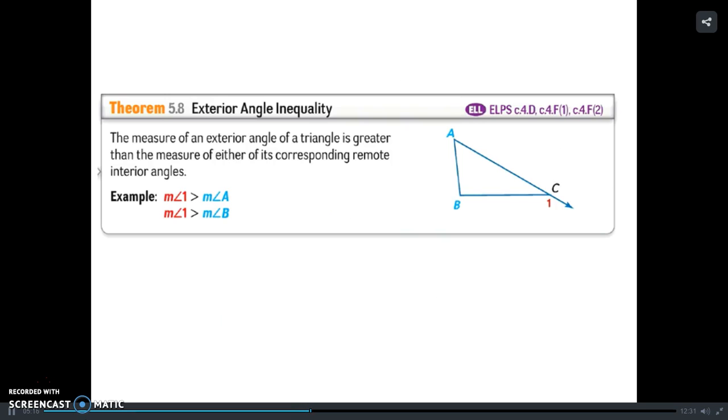And this inequality, this property, is listed on page 345 in your book. And so from this, they said, okay, you can always take the one exterior angle, and it will always be bigger than the two remote interior angles. Okay, so the one exterior angle is always bigger than either of the two remote interior angles by themselves. Okay, so that's going to be one property, and it's going to be really helpful.